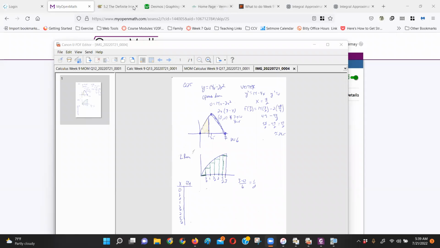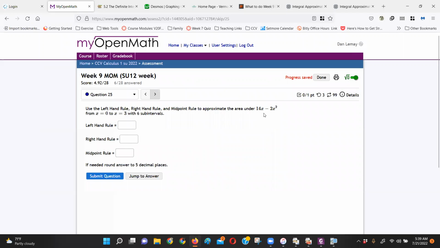Okay, so where's my open math here? So this next one, they're giving us a parabola, an upside down parabola. They want us to do the left-hand LRAM, RRAM, and MRAM on it on 0 to 3 with 6 subintervals. Unfortunately, they didn't have to do 6, but that's okay. So we need to do the answer.